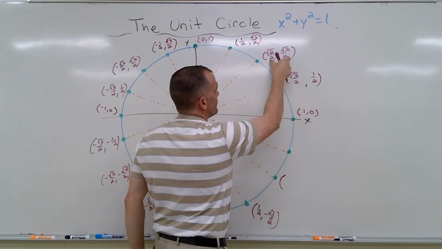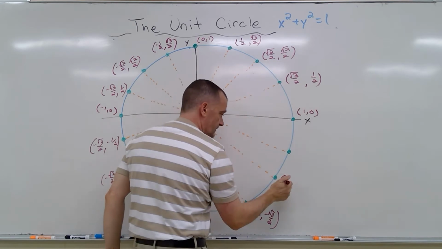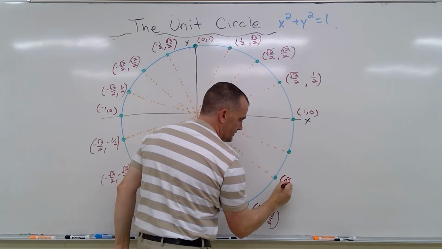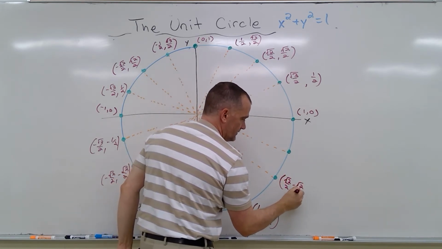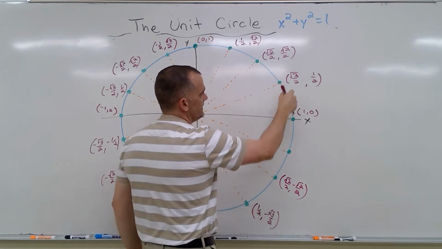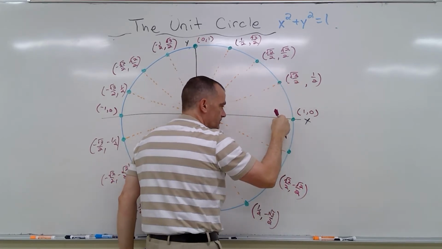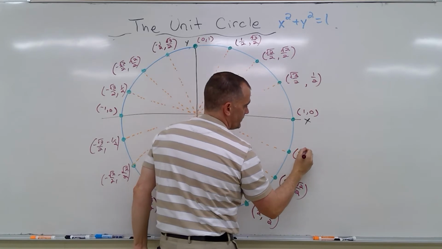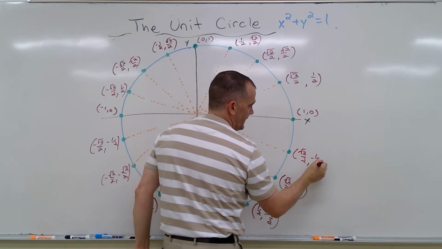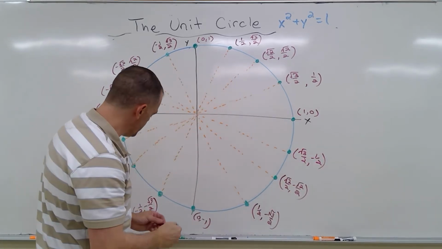So this one right here, there to there, would be (square root of 2 over 2, negative square root of 2 over 2). And then last but not least, right here, we have this ordered pair. So this is (square root of 3 over 2, negative 1/2). Those are your 16 points.